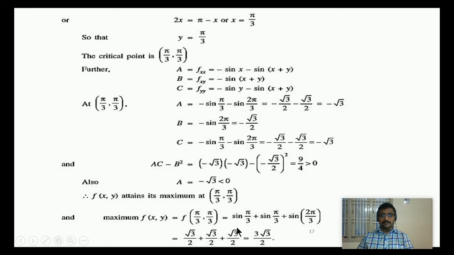But sin pi by 3 means sin 60 degrees, root 3 by 2. Sin 2 pi by 3 means sin 120 degrees, that is sin of 90 plus 30. 1 is an odd number, so we can write cos 30 degrees. But what is the value of cos 30? Root 3 by 2. So thus sin 2 pi by 3 value is root 3 by 2, and sin pi by 3 is also root 3 by 2. So the required max value of f is root 3 by 2 plus root 3 by 2 plus root 3 by 2, which is 3 root 3 by 2, obtained at the stationary point pi by 3, pi by 3.